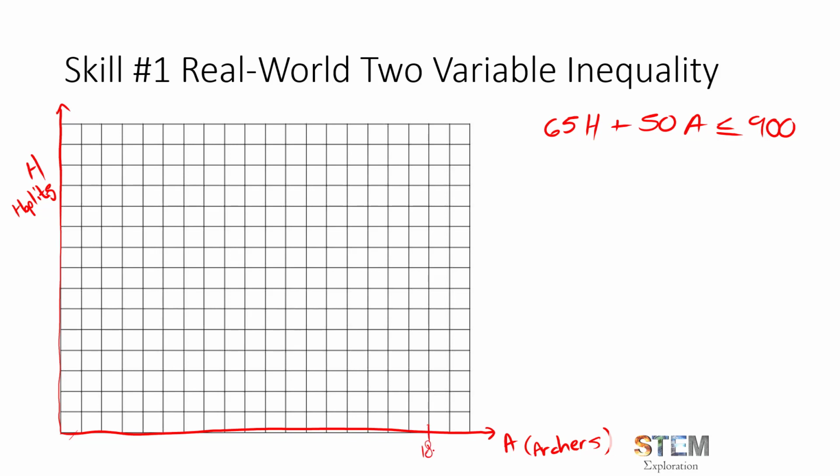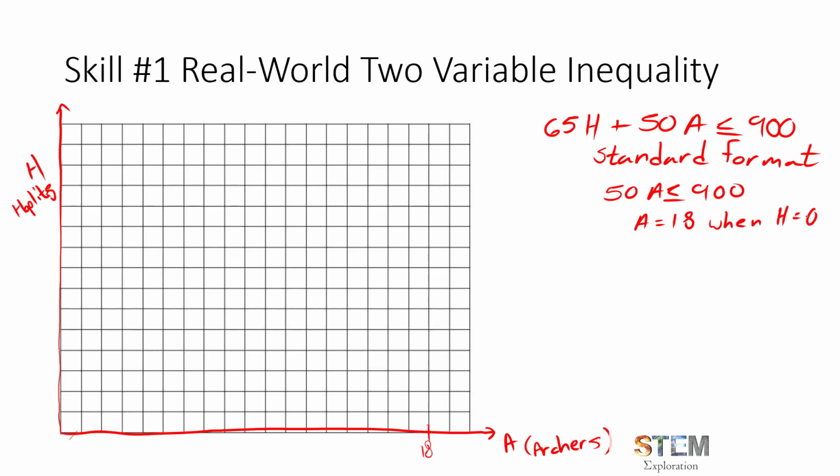And the reason I'm concerned about that point is we want to graph this boundary line. Well, this inequality is in standard format. And what I've talked about in the past with standard format, when you see something like this, is just figure out what your x and y intercepts are. So if we say that h is equal to 0, just temporarily, you get 50a is less than or equal to 900. A would have to be 18 when h is equal to 0. That tells us our x-intercept.